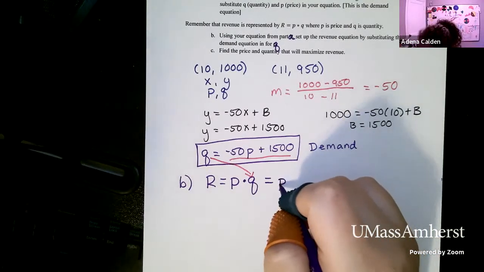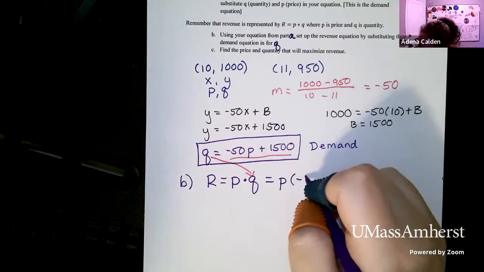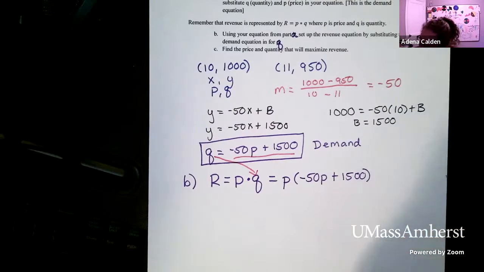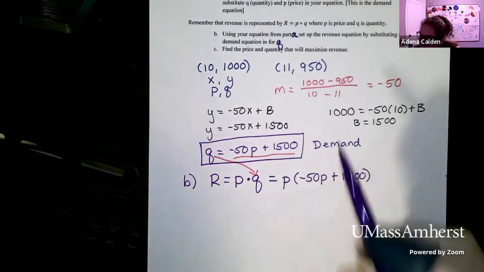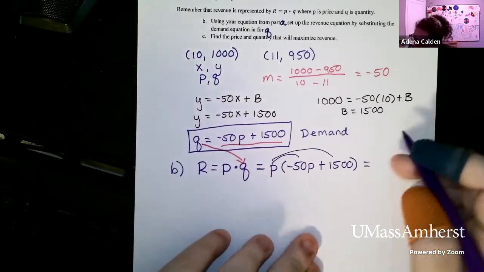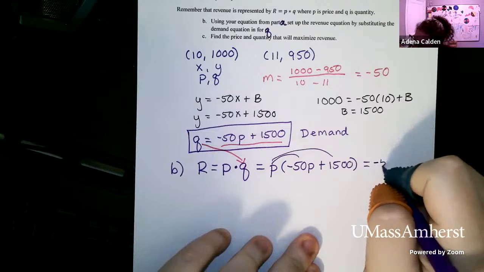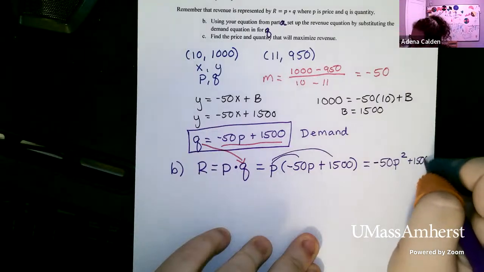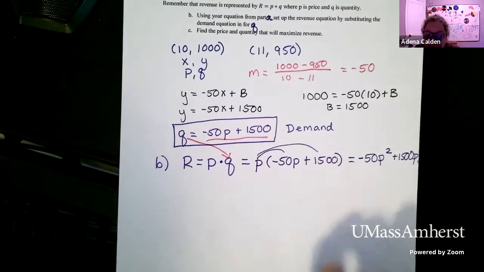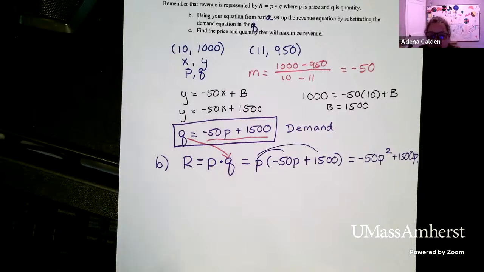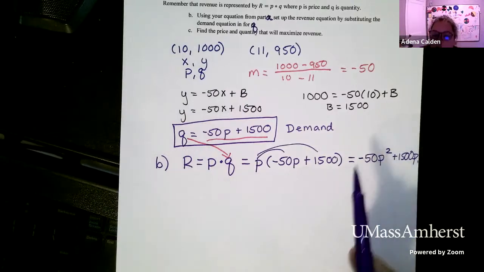So here, when we plug in our demand equation, we have negative 50p plus 1500. Okay, we want to distribute the p just to simplify. You don't have to, but if you don't, you end up having to do a product rule. And if you do distribute, then you don't need to do a product rule. So it just makes it a little bit easier. Okay, so we have negative 50p squared plus 1500p. So that's part B, right? We've set up this revenue function now that has just one variable in it, just price.